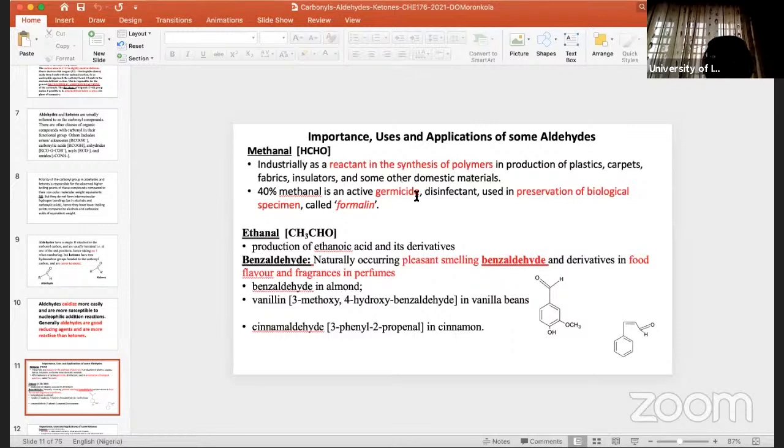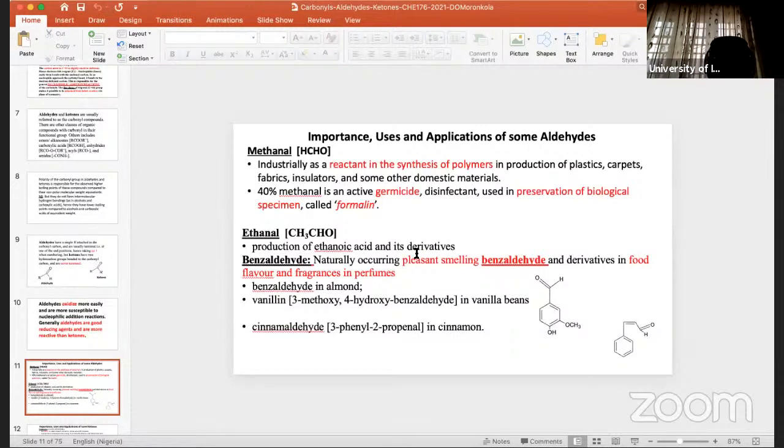So this is put into use in such aspect. Then your very common formalin contains majorly methanal, where it is utilized as an active germicide or as a disinfectant or in preservation of any biological specimen. Then the next member in the aldehydes is ethanal. Ethanal is utilized much in synthesizing or producing ethanoic acid, also known as glacial acetic acid.